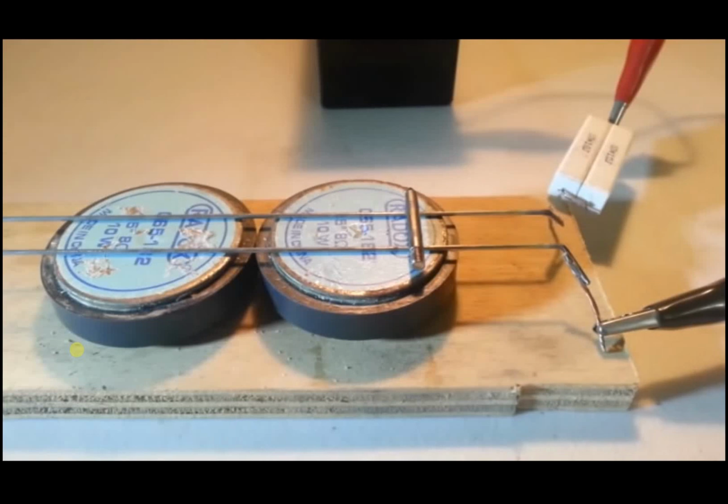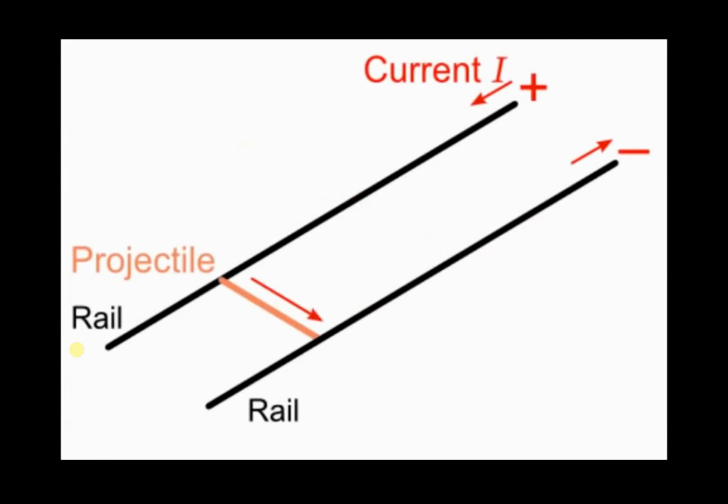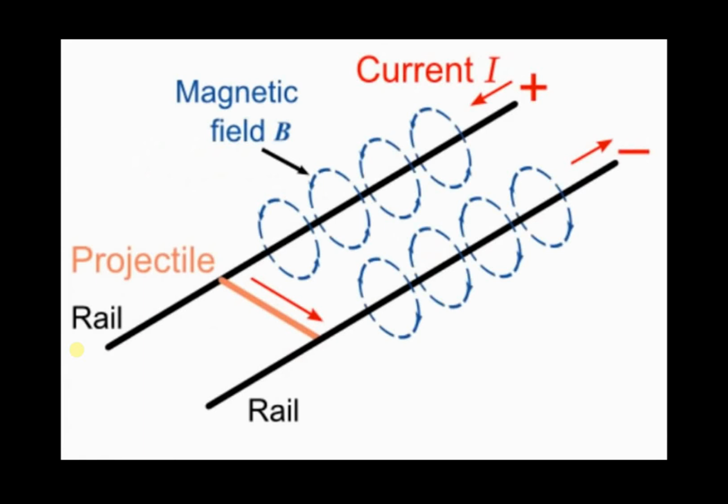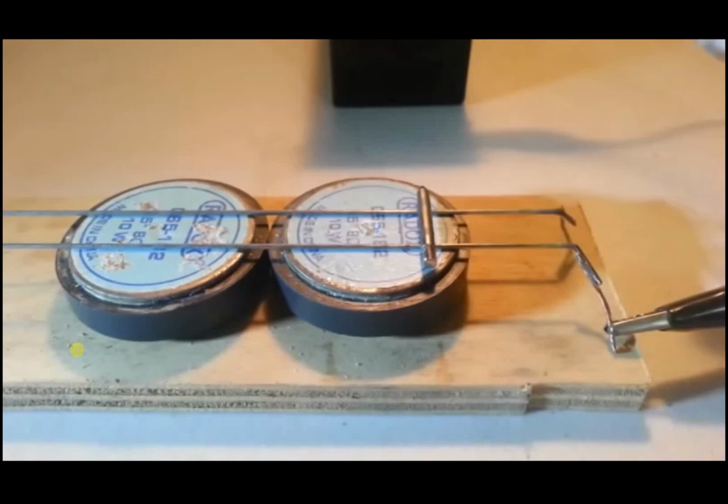When we connect the battery to the wires, the electricity will flow to the first wire, then will go through the projectile, and then will go back to the battery through the second wire. As we can see, the projectile is in contact with the rails. When the current flows, a magnetic field is generated. We use magnets to increase the field. The interaction of the magnetic field and the current generates a force in the projectile. This is known as the Lorentz force, and its direction depends on the directions of the magnetic field and the current. Now, let's power our railgun.